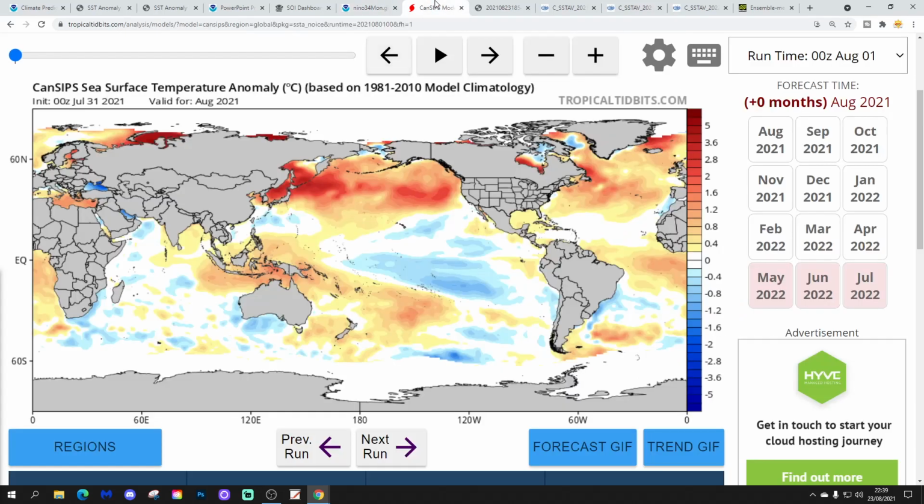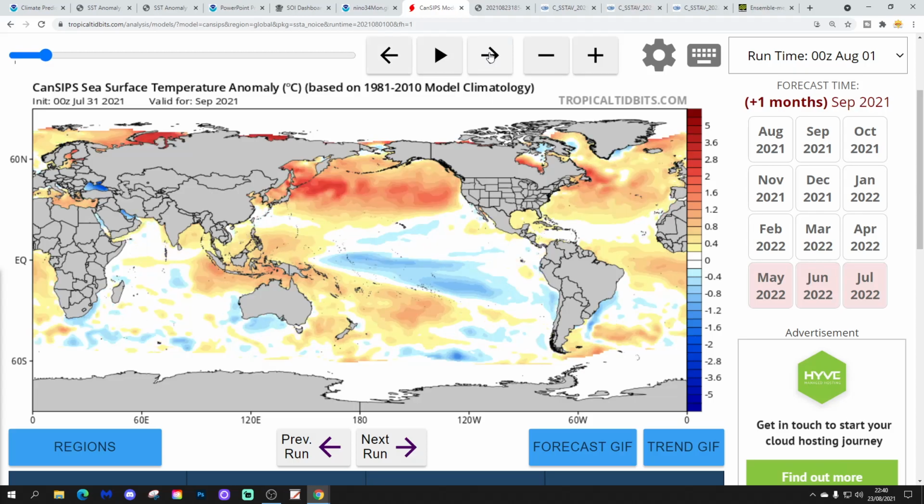CanSIPS is looking like this. So the current situation in terms of the forecast from CanSIPS for August looks like that. Pretty decent. There's that warmer than average area of sea surface temperature anomalies in the eastern part of the Equatorial Pacific Ocean. The central part of the Equatorial Pacific Ocean has those rather colder than average sea surface temperature anomalies. So that's a pretty decent forecast for August, I think, from CanSIPS at chocolatebits.com.